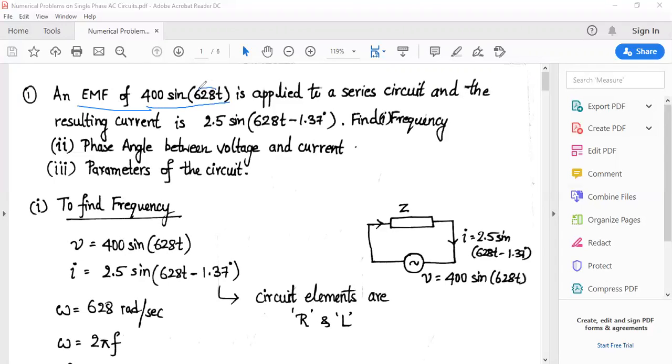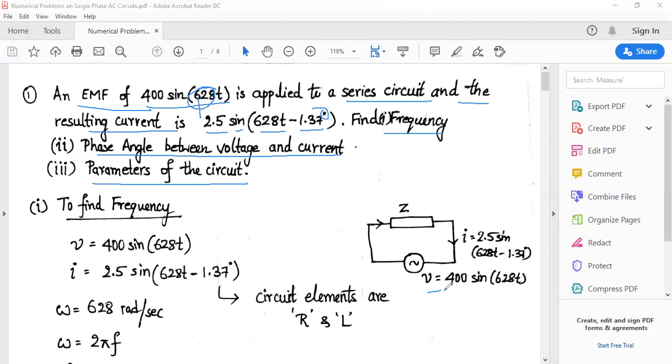So the first problem states like this: an EMF of 400 sine 628t, so 628 is omega, is applied to a series circuit, and the resultant current is 2.5 sine of 628t minus 1.37 degrees. Find first one frequency, second one phase angle between voltage and current, third one parameters of the circuit. So this is what it states.